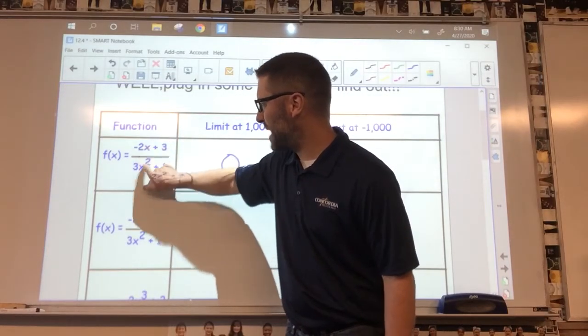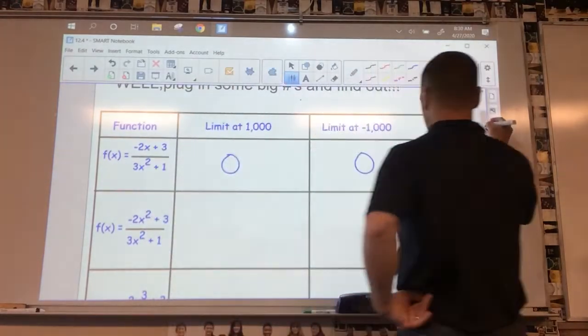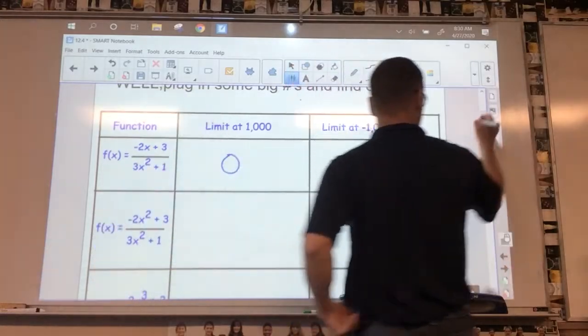So the top is growing, the bottom is growing faster. I'm getting closer and closer and closer to 0. So if the bottom exponent is bigger, that's what happens.